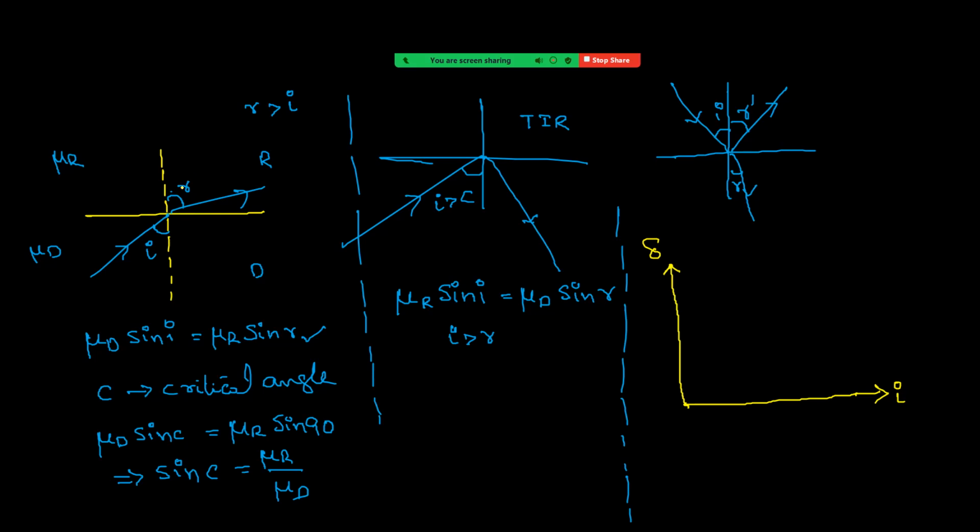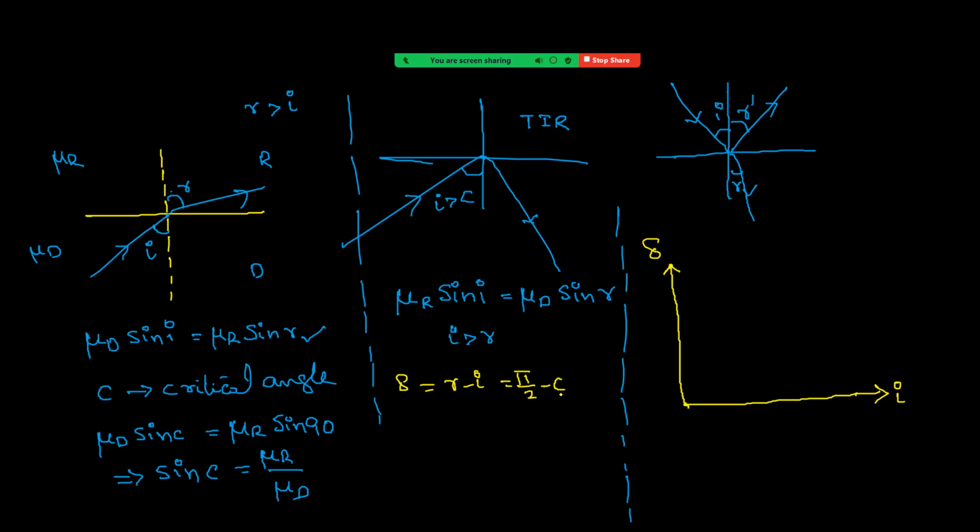So what can be the maximum value of R? That is 90. In this case, deviation will be R minus I because R is greater than I. When R becomes maximum, deviation becomes maximum. That is the 90 R value. For this, the corresponding angle of incidence is the critical angle. This is the maximum deviation during refraction. And once I value is greater than C, it is only reflection.